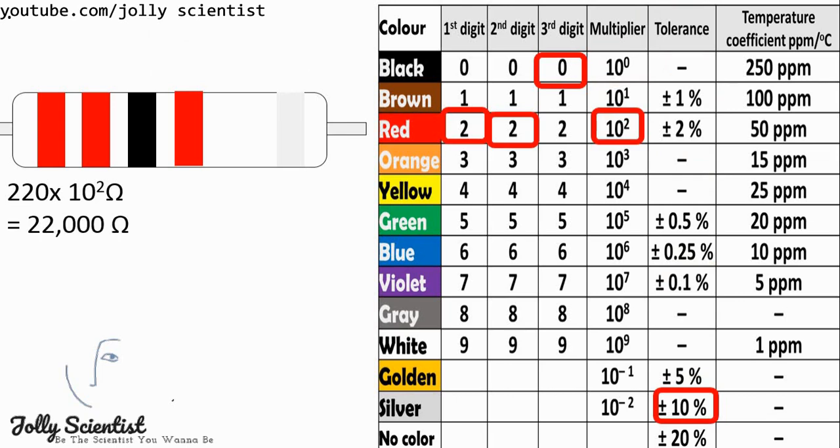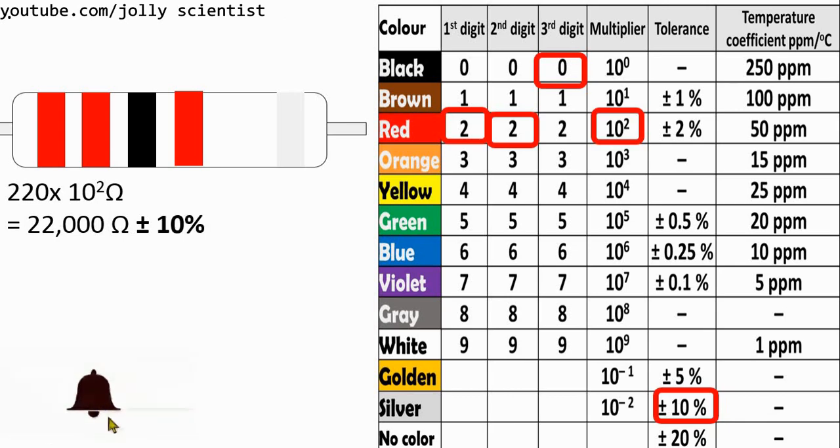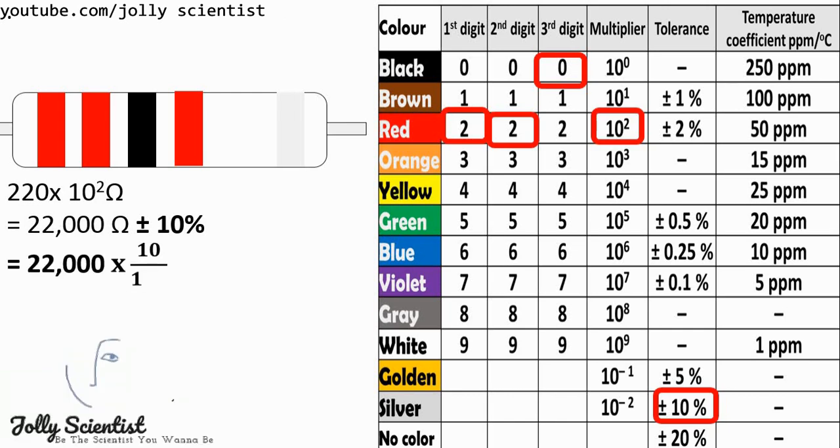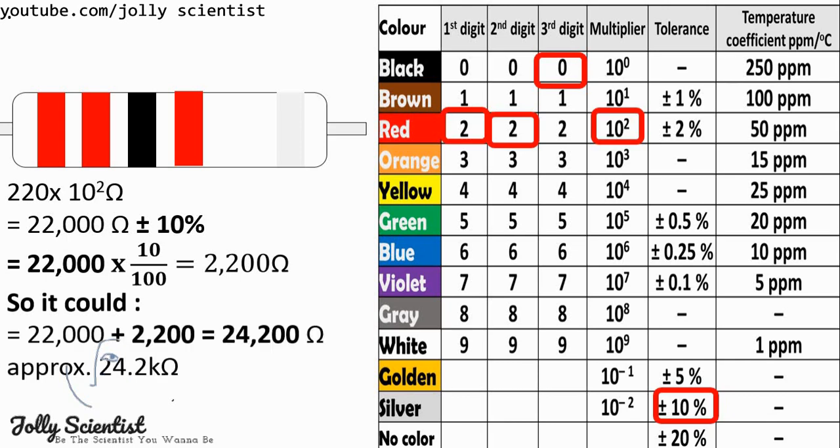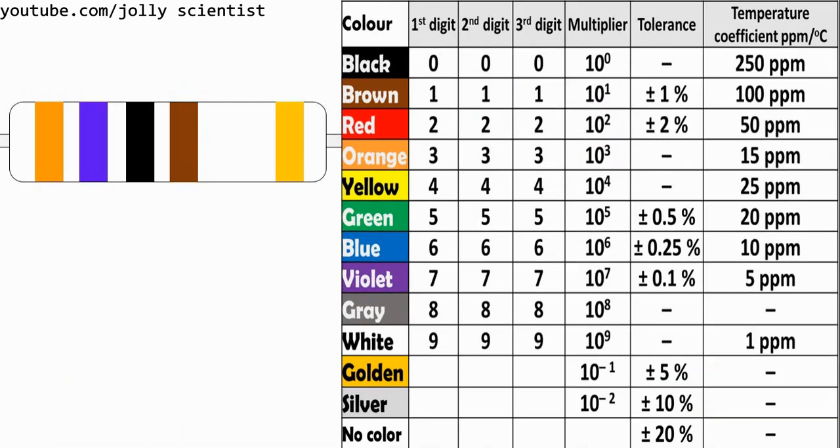So representing this, we'll say 22,000 plus or minus 10%. So 10% of that would give us 2,200. So this resistor would vary between 24.2 kilo ohms to 19.8 kilo ohms. Let's try another.